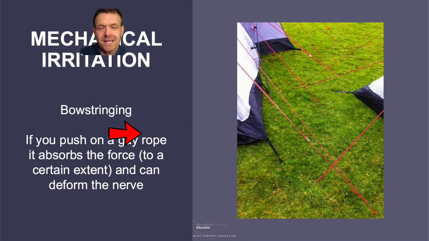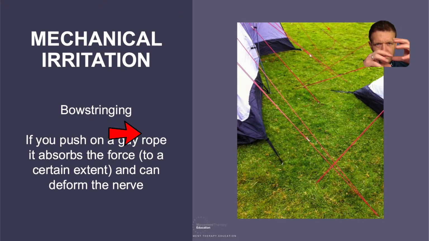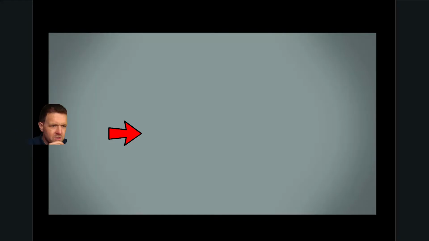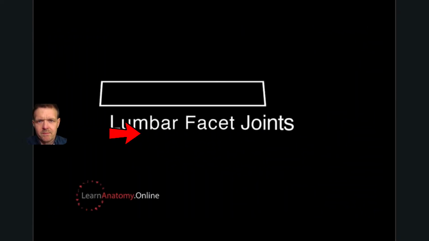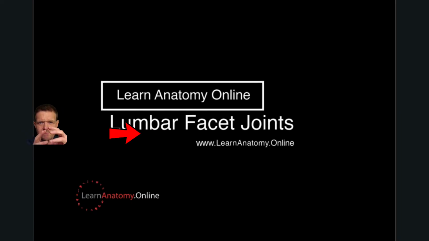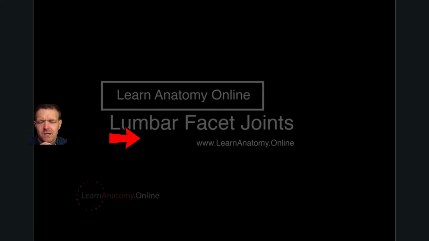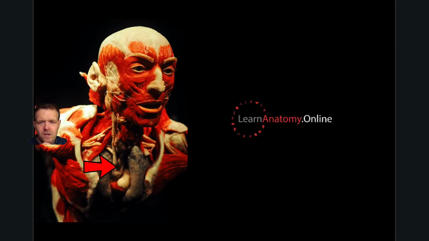So we can get mechanical irritation. If you think about a nerve coming out of that transverse foramen on the side of the spine, let me just show you that. Here we go. We'll just have a look at that. Just do a quick recap of this again. We're going to have a look at the area around the facet joints, around that kind of area of the lumbar spine.